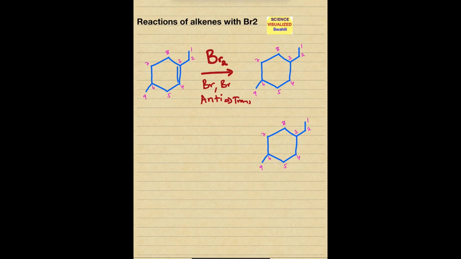So if Br on carbon number 3 adds from the back, so you get the Br going in, then the Br on carbon number 4 will add from the top, and therefore it will be coming out, and that gives you a trans product. Or the other option will be the Br on carbon number 3 adds from the top, while the Br on carbon number 4 adds from the back, and that will also give you a trans product. So those two will be the major products of that reaction.